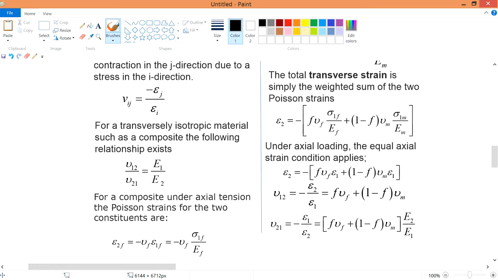After knowing all this, what can we do about it? In the exam, the most important formula you're going to use is this one. As you see, these things are in terms of the fiber's Poisson ratio and the matrix Poisson ratio.